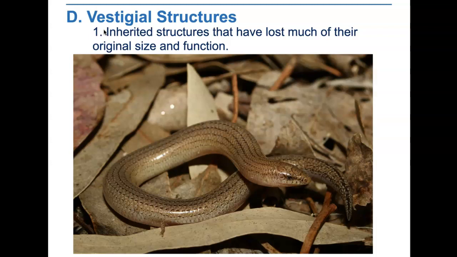Some homologous structures don't serve important functions. Vestigial structures are inherited from ancestors but have lost most of their original size and function. Recently, researchers in Australia studied a clade of skinks, a type of lizard. This group of skinks has elongated bodies like snakes. Many of them have remains of limbs that they no longer use.